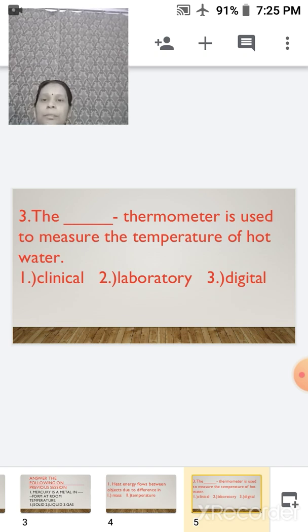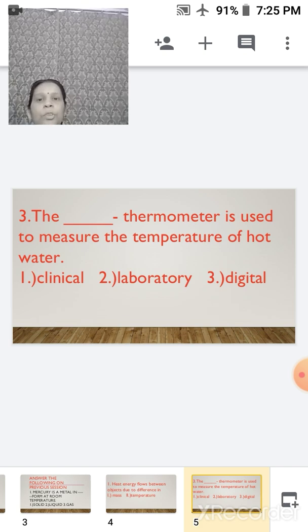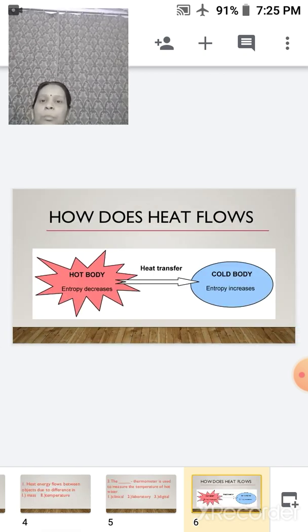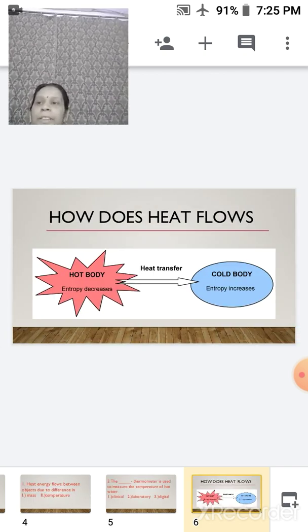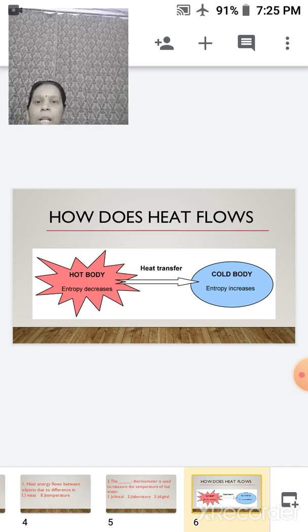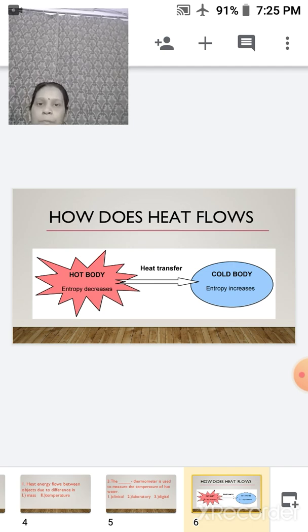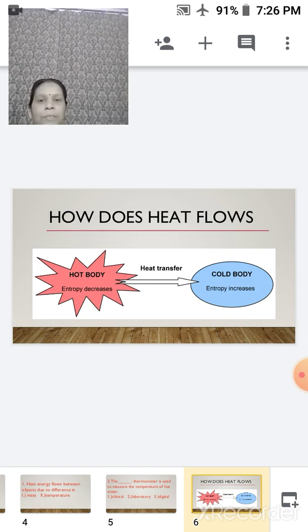So children, now I feel you have understood the topic that was taught to you yesterday. So today I will start with how heat flows, or how the transfer of heat takes place. When I talk of the flow of heat, that means the flow of energy, it always transfers from the hot body to the cold body.